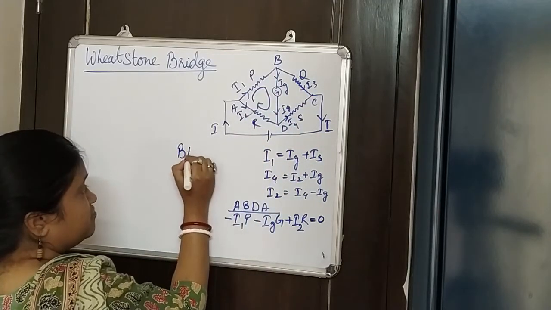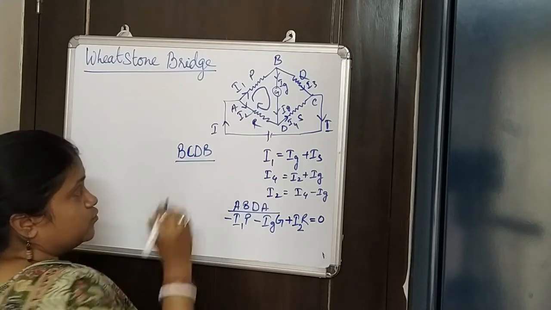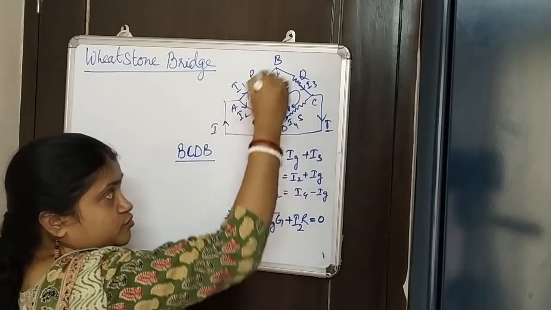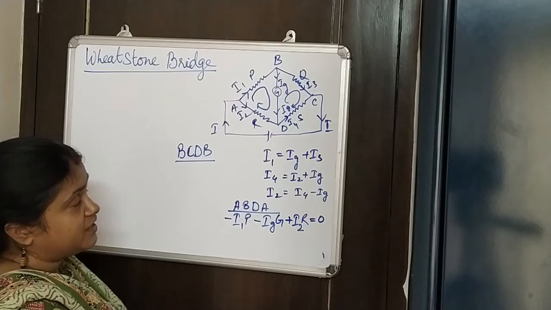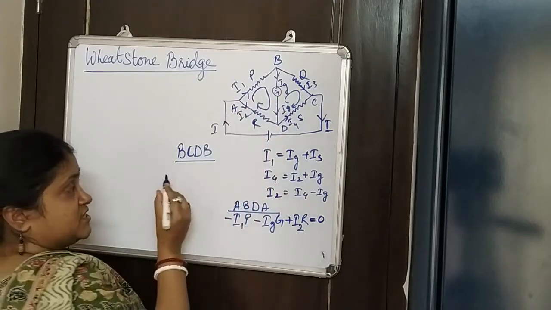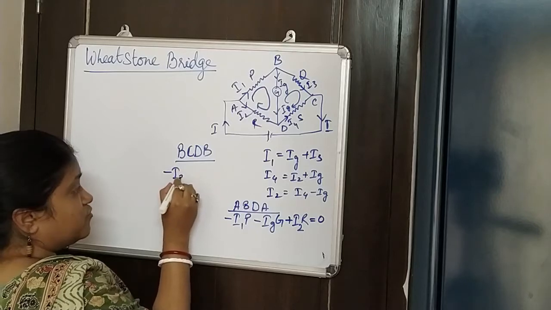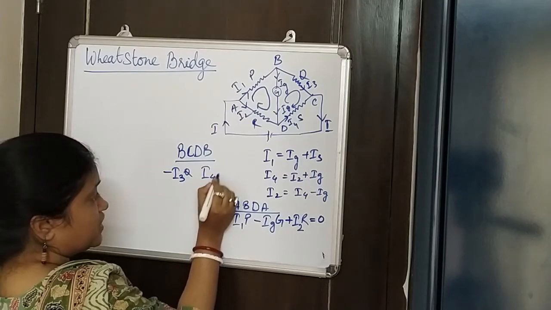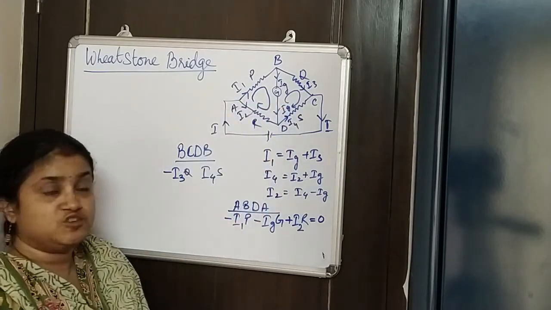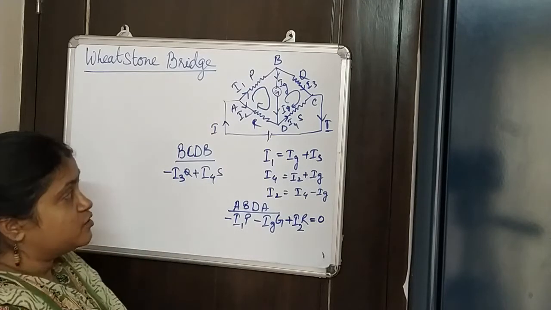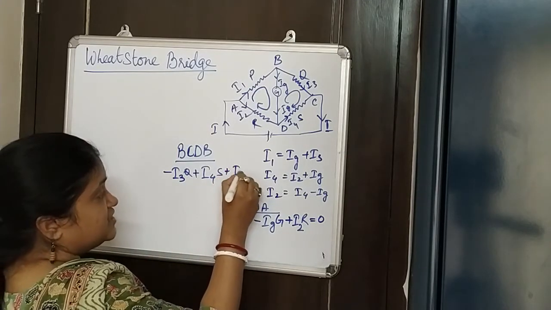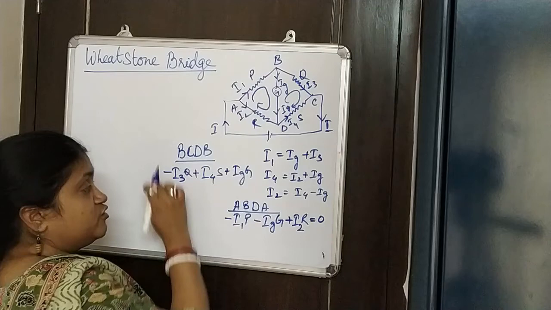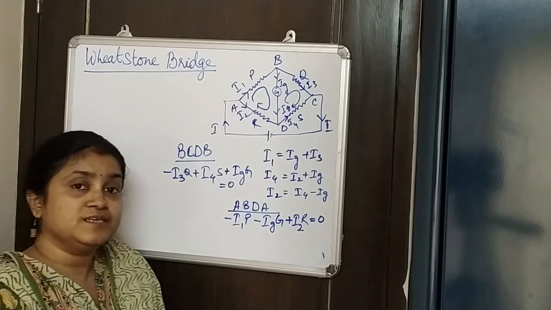Now going to the next loop, which is BCDB. If we take this particular loop, we again see that current should move from positive to negative, so the current should follow this particular direction. I3 flows in the same direction as the current, so the voltage drop will be I3 into Q. Then there is a voltage drop I4 into S, which is in the opposite direction of the current flow, therefore this will be positive, and again there will be Ig into G. This is also positive because it is the opposite direction of current flow. So according to Kirchhoff's law, this also should be 0.